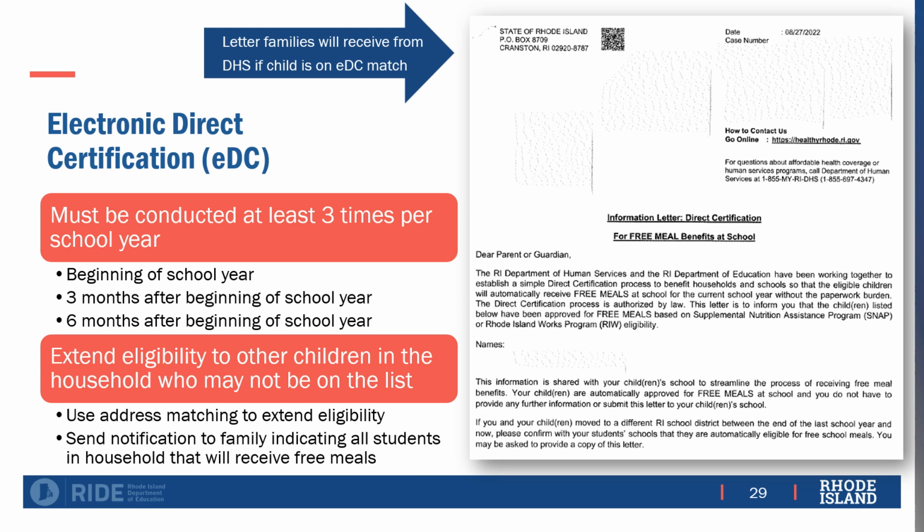Also, be reminded that if a child is on the list in August and you run it again in October, and they are no longer on the list, their EDC eligibility from August is still good for the entire school year. And remember to extend eligibility to all other children in the household, even if only one child in that household appears on the list.